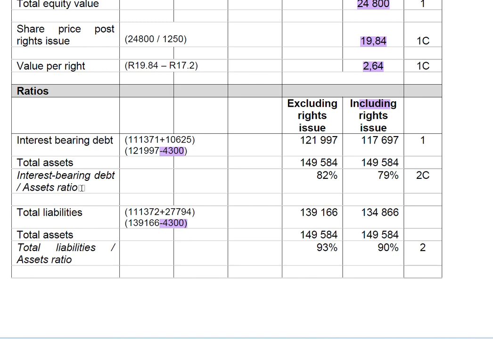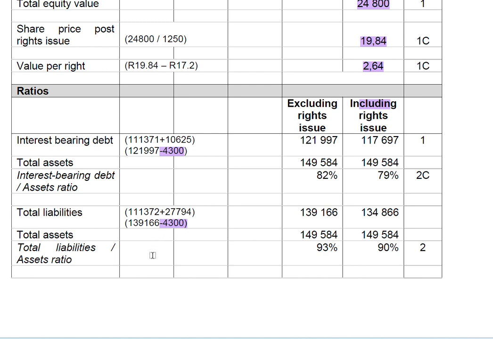And if we're looking at interest-bearing debt over asset ratio, we see that there is an improvement of 3% as a result of the right issue. It's still not a lot, but there is an improvement, which shows that having these right issues will assist the company in its gearing by 3%, which is kind of great. So now, in your negotiations, in your critical review of this right issue, you have to stay with this: by having the right issue, it will improve our debt ratio.